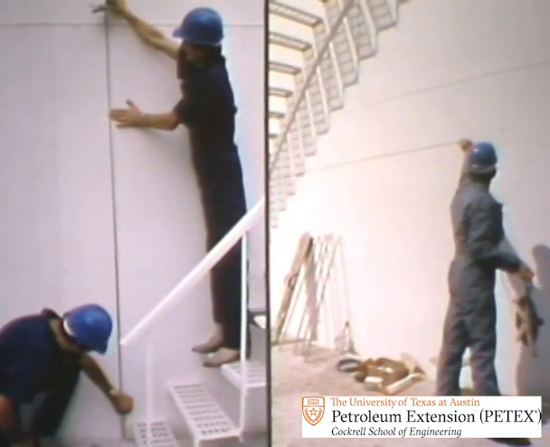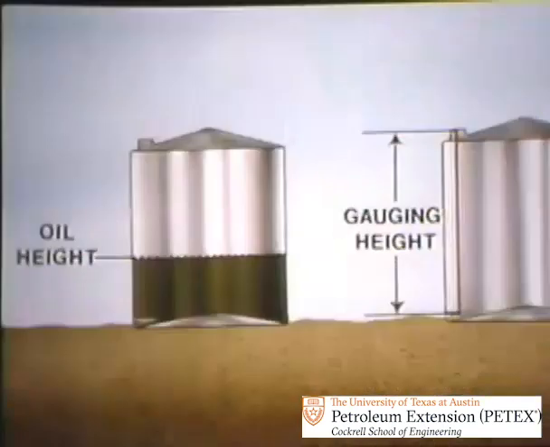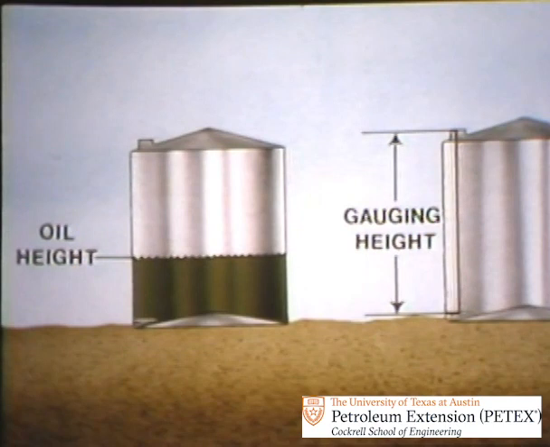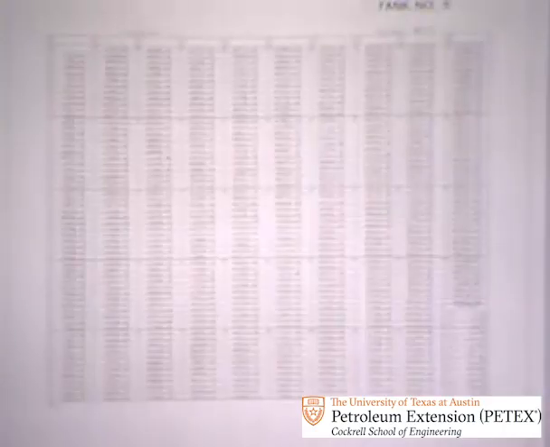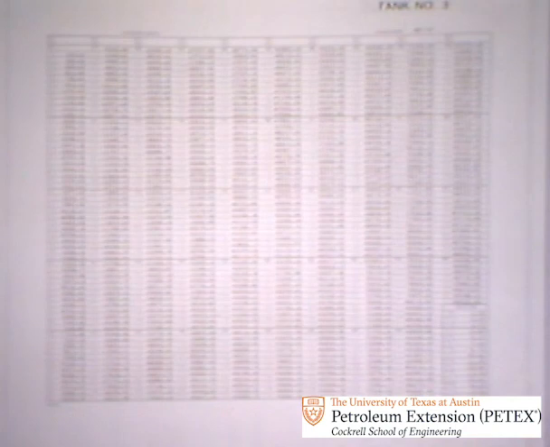To strap a tank, several measurements must be made. For example, the height and circumference of each ring of the tank. Other measurements include the height and density of liquid in the tank, if the tank contains liquid, and the gauging height. From these and additional measurements, a capacity table is developed.